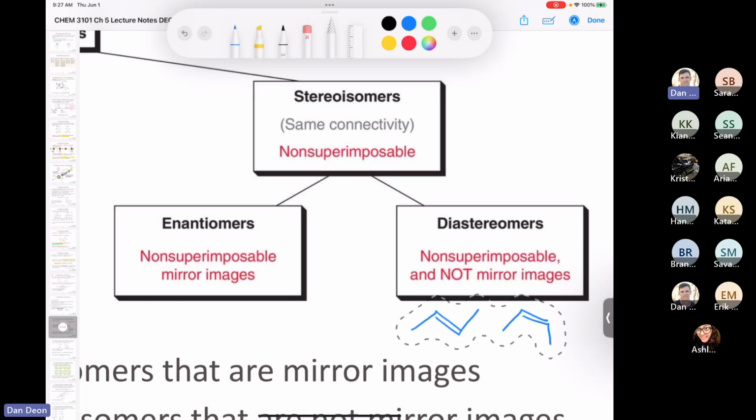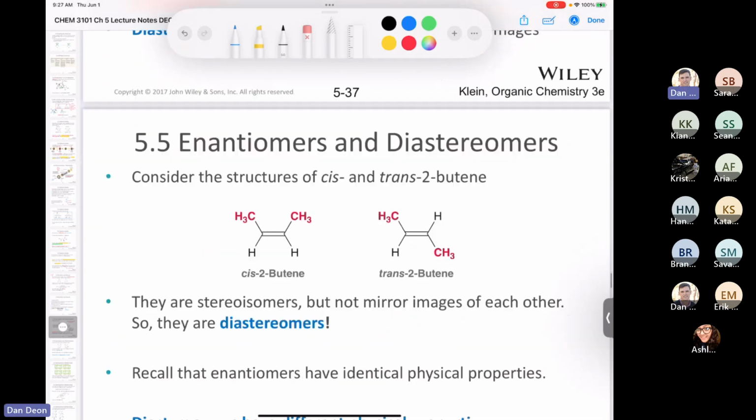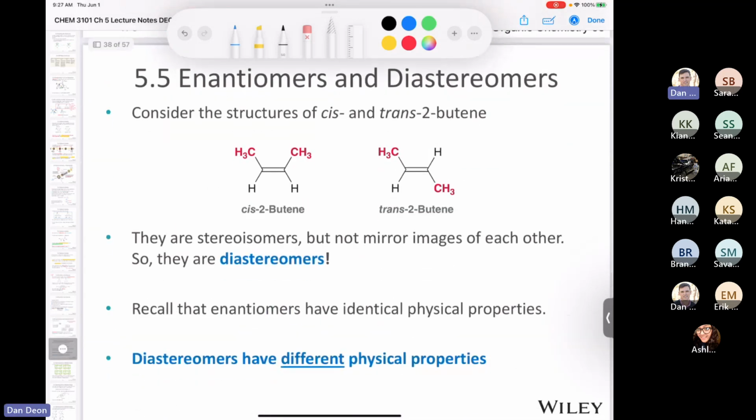And we're going to look at several examples of diastereomers. All right. So there you go. Cis and trans 2-butene. What do you know? It was on the next slide. These are not mirror images of each other, but again, they are stereoisomers. You agreed with me on that earlier, and therefore they are diastereomers.